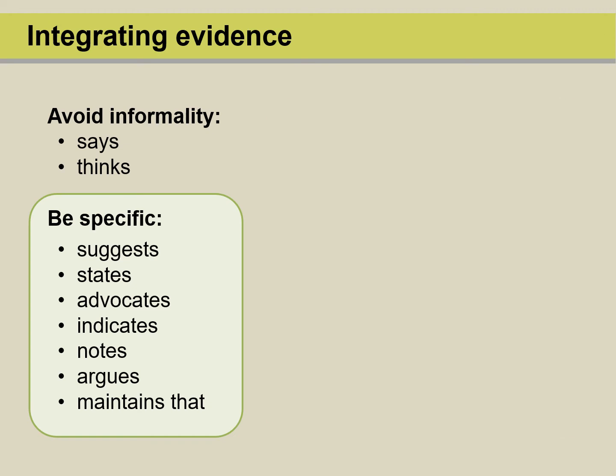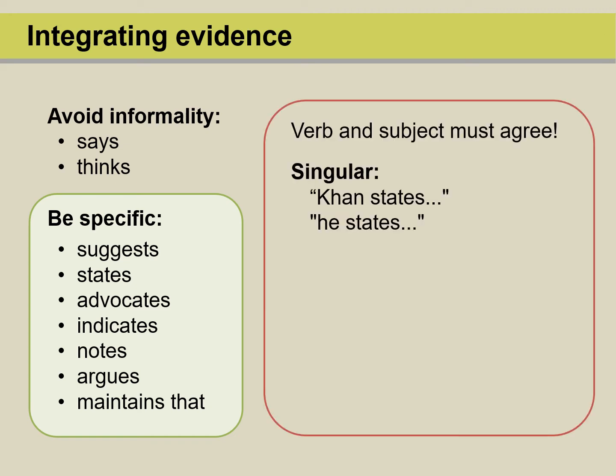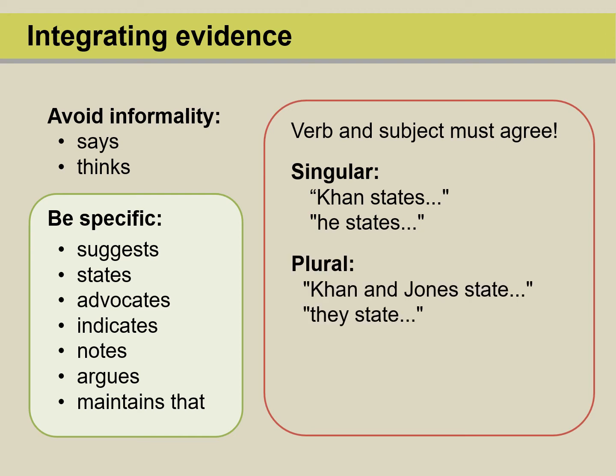Another really common error I see in students' writing when they introduce the work of others is a grammar error in which the wrong form of the verb, that's the word "suggests" or "maintains," is used. So when the author is one individual, we use the singular form of the verb. So Khan states, he states, he is one person, he states. But when there are multiple authors, we should use the plural form of the verb. So Khan and Jones state, or they state.